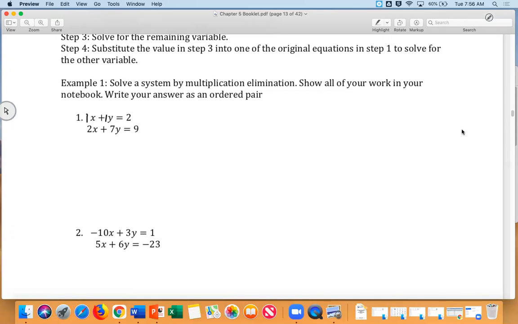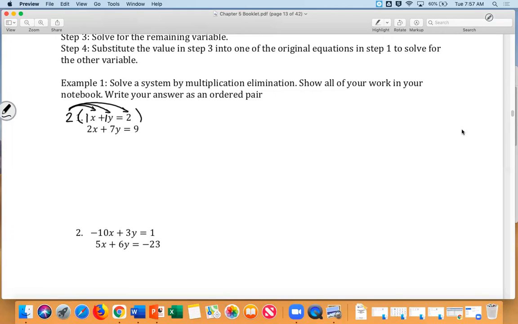Multiply. So what I actually want to do is multiply. We're going to be doing only multiplication. I want to multiply that top equation by what? Remember, I want to make the 1 a 2. So what do I have to multiply 1 by to get 2? So I'm going to multiply that top equation by 2.